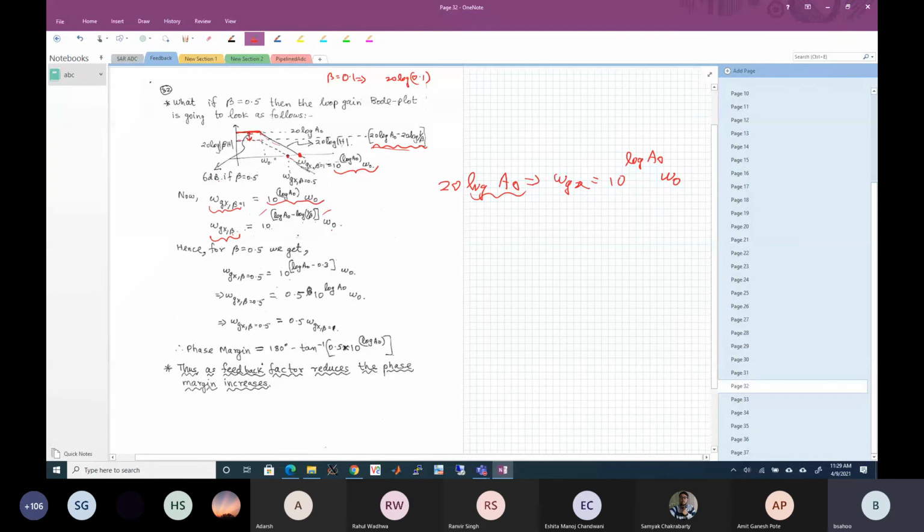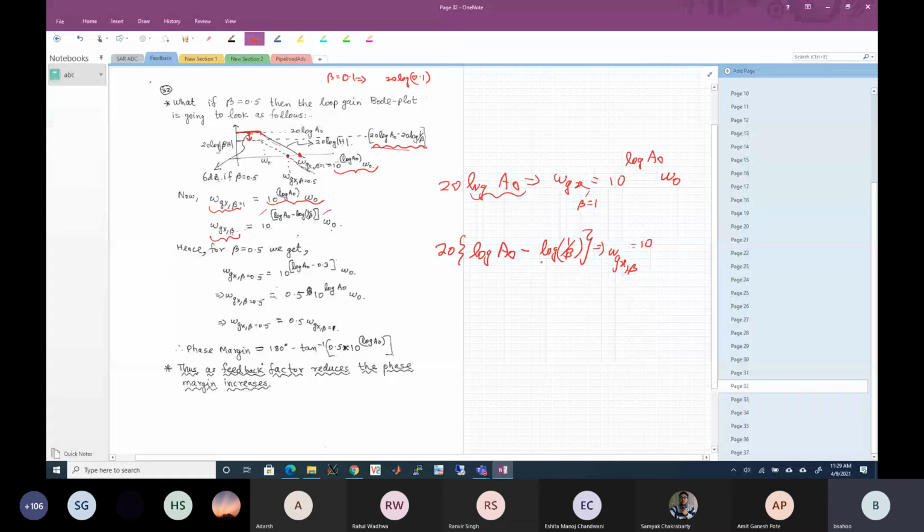Now, when I have any other arbitrary beta, this is beta equal to 1. For any beta, my gain is going to be 20 log of a naught minus log of 1 by beta. So this would give omega gx for any beta equal to 10 to the power of this exponent. Let's call this y, 10 to the power of y times omega naught, and that's what we have written here. Now, if I put in this value beta equal to 0.5 for the phase margin, what do we get? We get roughly that the phase margin increases as the feedback factor reduces.